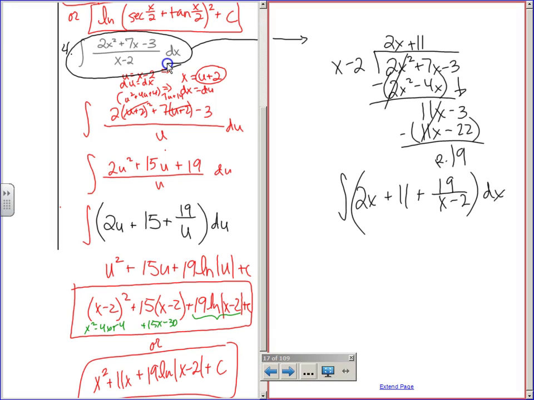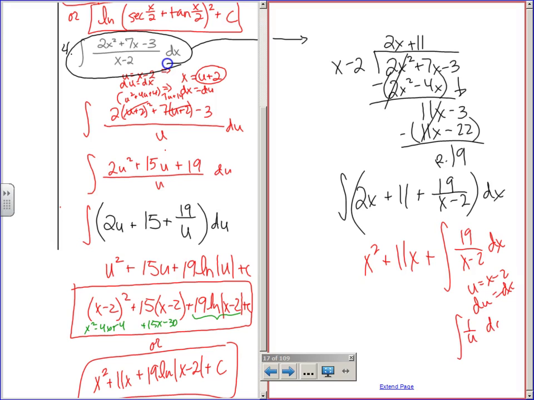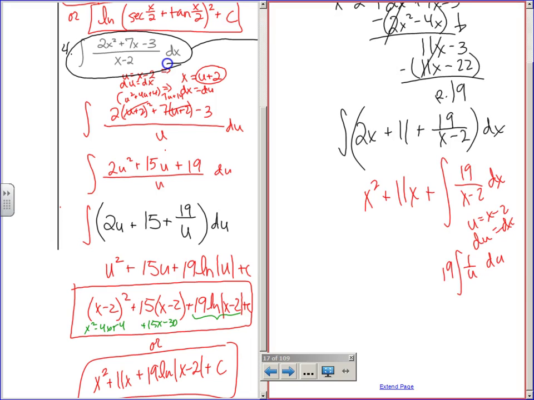I don't see a 15. Look, it's 11x. I have to do a little u-sub, but the u-sub's not too bad because u is just x minus 2 and du is just dx. So really this is the integral of 1 over u du times 19. Couldn't we pretty quickly get x squared plus 11x plus 19 ln of u? Sure.